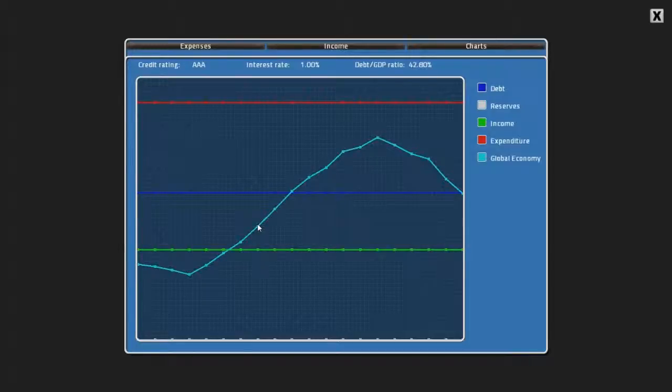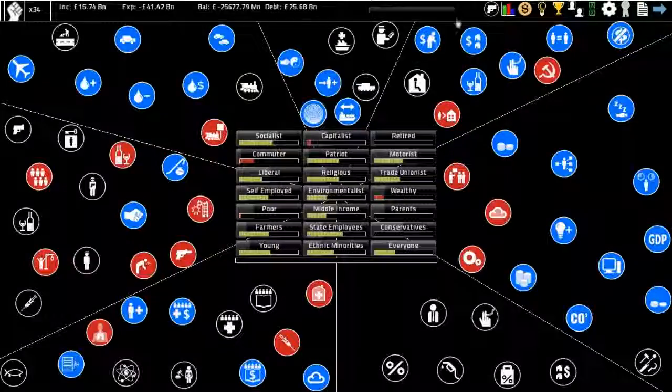So if your debt gets too high in relation to your GDP, then the bond market is going to lose faith in you. Your credit rating will go down, and as your credit rating goes down, the interest rate on your debt will go up. Previously there was just this hard limit that interest rates stayed the same, and if debt reached a certain level it was the end of the game, which was obviously rubbish. So hopefully this models stuff a lot better, and it's good to also be able to see the global economy.